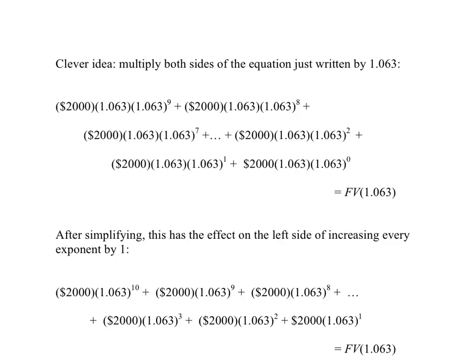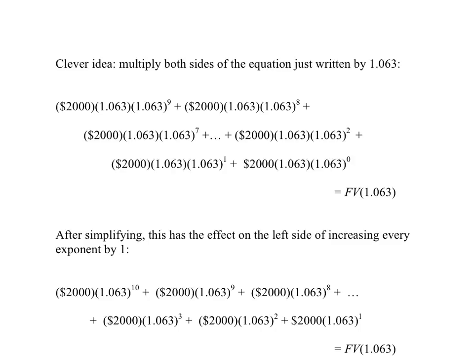Thus, where you had $2,000 times 1.063 to the ninth as the starting term, now you're multiplying it by an extra copy of 1.063. Where you used to have 2,000 times 1.063 to the 8, you now have an extra copy of 1.063, all the way down to the lowest and final term, 2,000 times 1.063 to the 0, that's getting a 1.063 multiplied in. That's the left side of the equation, which has just been multiplied through by 1.063. The right side is also being multiplied by 1.063, and now you're thinking, so how does that help?